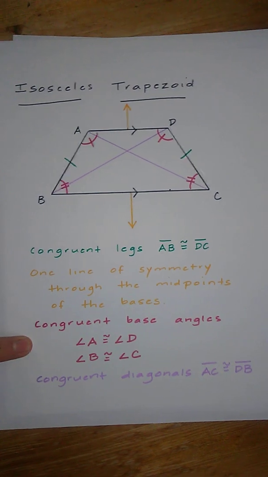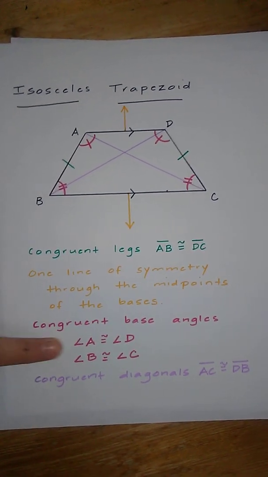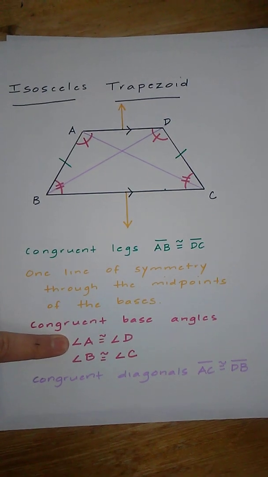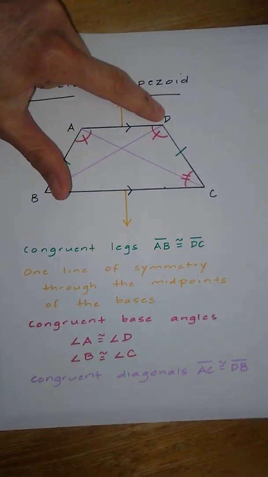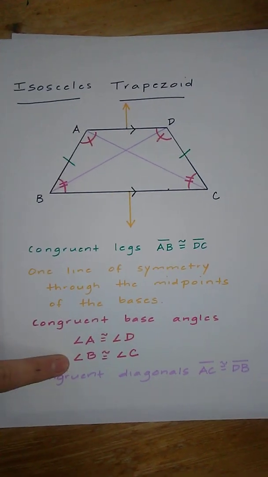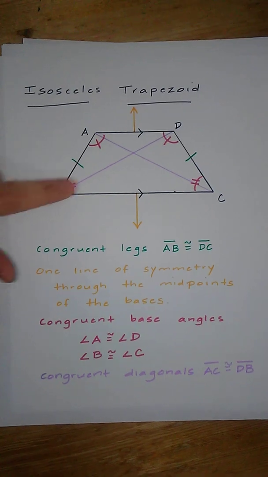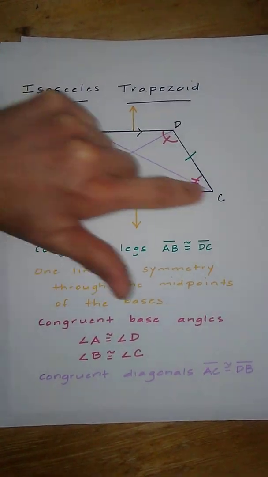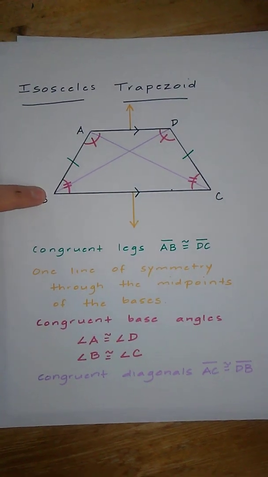So down here in red, we've got one set of congruent parts, a set of congruent angles. When you fold here, these are called base angles. And then there is a second set of congruent angles. When you fold base BC over, angle B is congruent to angle C.